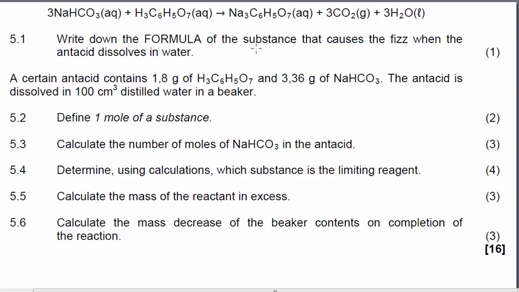Write down the formula of the substance that causes the fizz when the antacid dissolves in water. So when the antacid dissolves, the only thing that is a gas phase is the carbon dioxide, which must be what causes the fizz, because only a gas can cause the fizz.